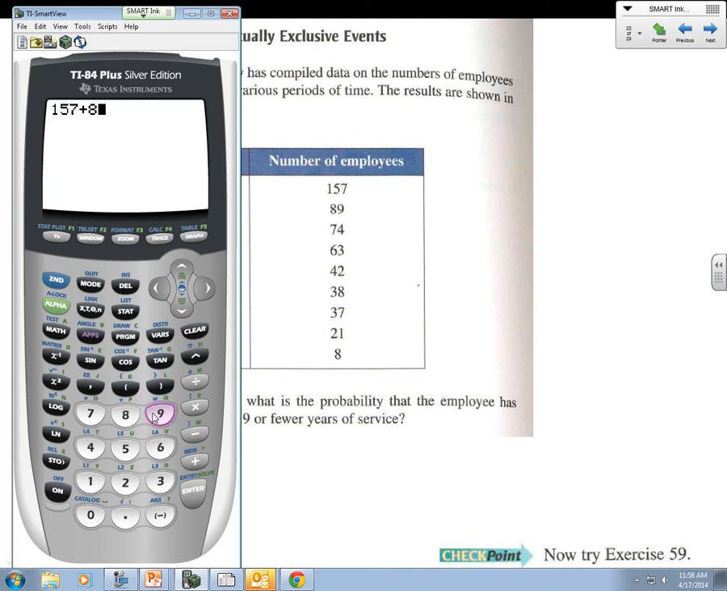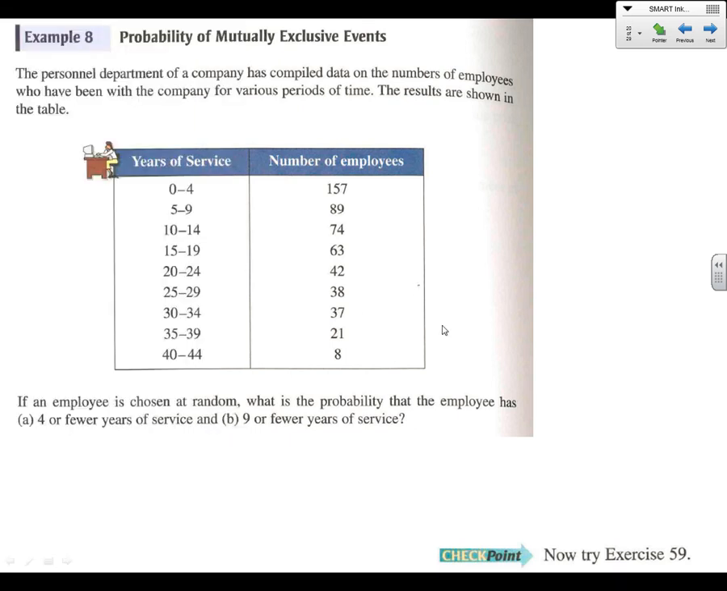157 plus 89 plus 74, 63, 42, 38, 37, 21, and 8. So there's 529 employees. How many have 4 or fewer years of service? 157 of them. And 9 or fewer, that would be both of these combined, which is going to be 246. And that's it. That's your probability of an employee being chosen at random from those subgroups.